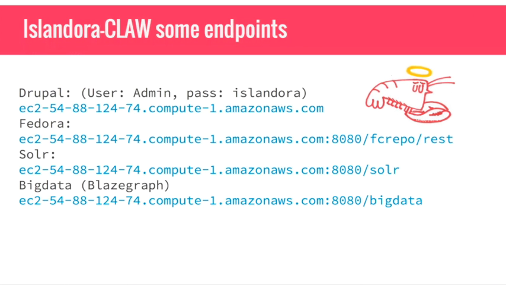This one is the current Amazon machine I built for you. It has this dynamic IP, very long. The user for both the Islandora future and this one is admin on the Drupal side and the password is islandora. Fedora can be seen at port 8018 fcrepo/rest, Solr at /solr, and Blazegraph at /bigdata.